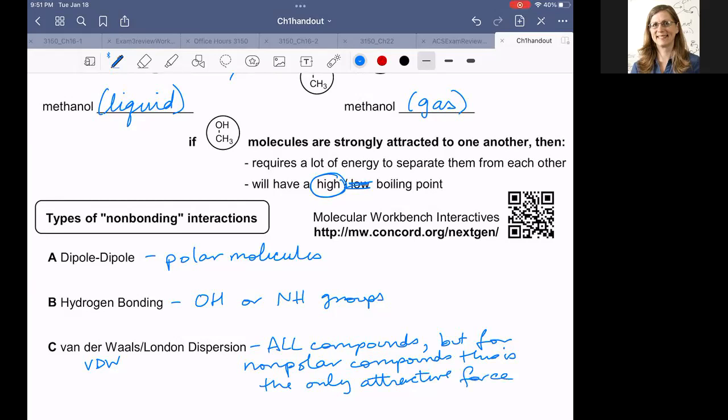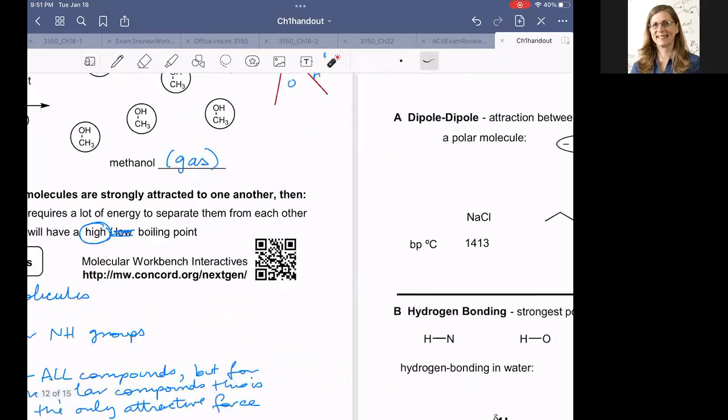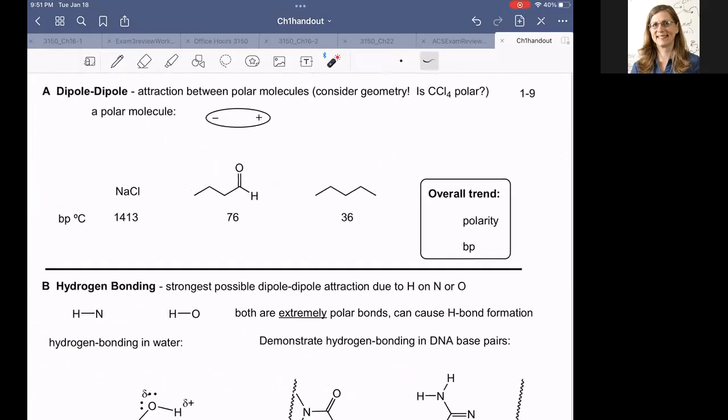Okay, so it's very common to say, oh, London forces, that's what nonpolar compounds have. But I don't want you to mistakenly think that only nonpolar compounds have London forces. All molecules have London forces, but some have, on top of that, dipole and hydrogen bonding as well. All right, so let's look at these one by one and see what effects they can have.